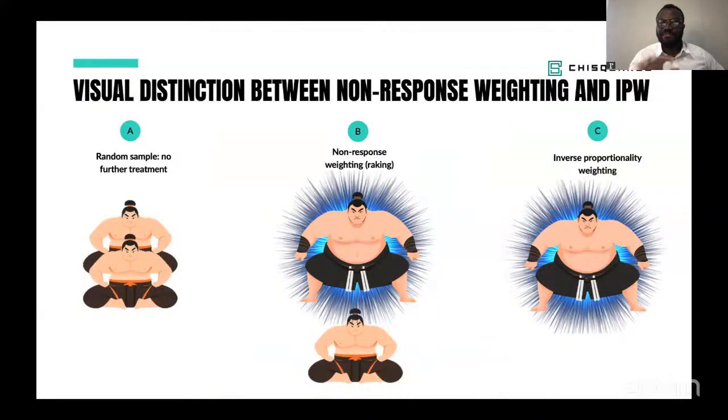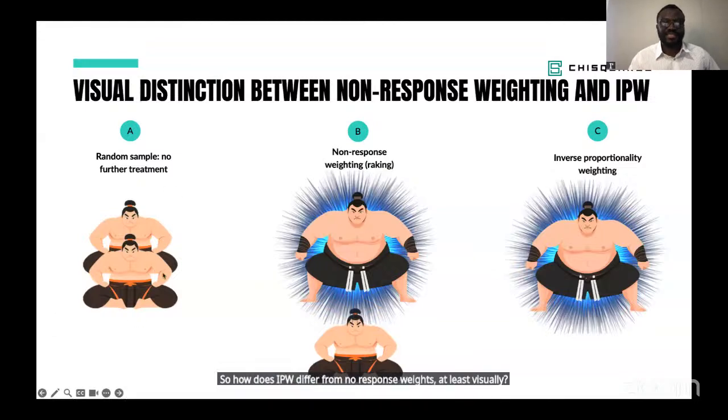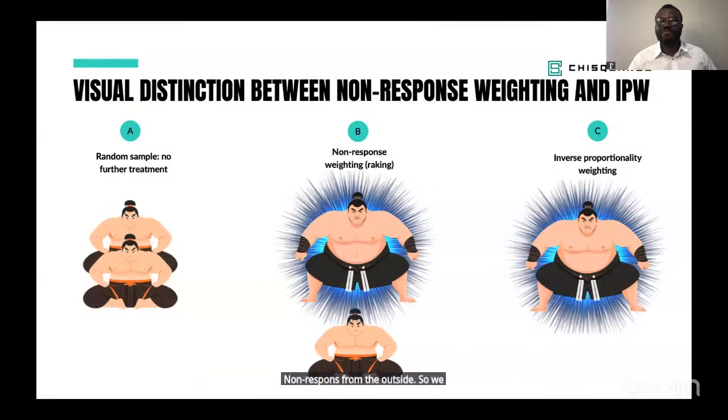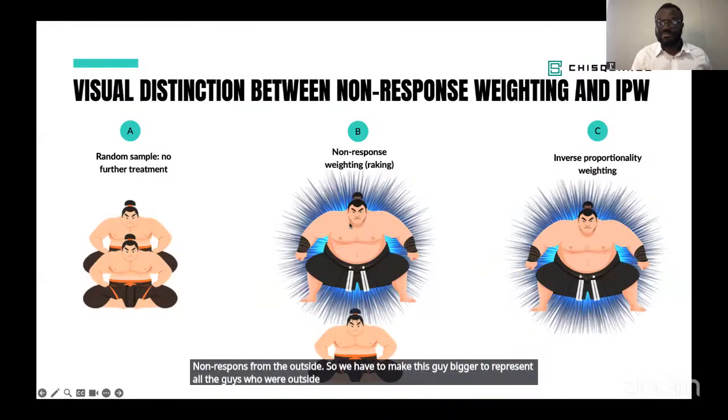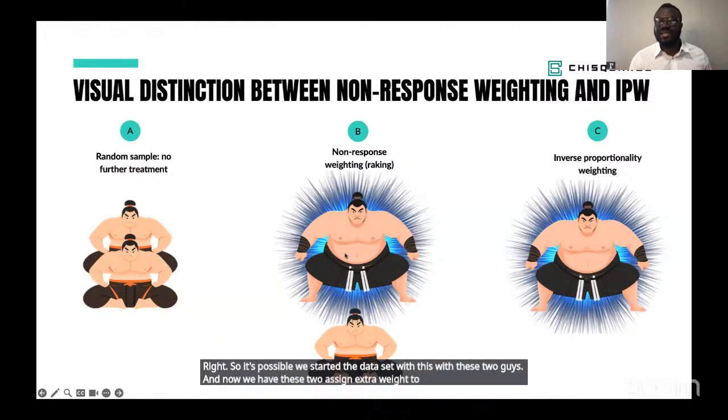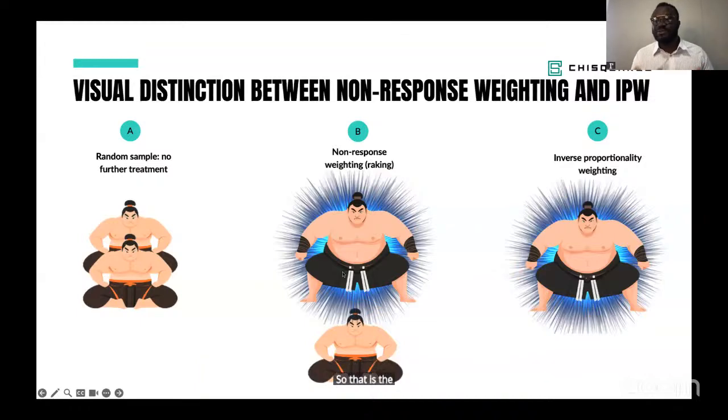So how does IPW differ from non-response weights, at least visually? So here is our sample where there's no bias, or this is a random sample that doesn't need treatment. There are 2 guys here. With non-response weights, you might have 2 people too, but what we're saying is that the non-response is from the outside. So we have to make this guy bigger to represent all the guys who are outside that look like him, right? So it's possible we started the data set with these 2 guys, and now we have to assign extra weight to 1 guy, right? So that is the structure of non-response weight. That's what we're doing with that.